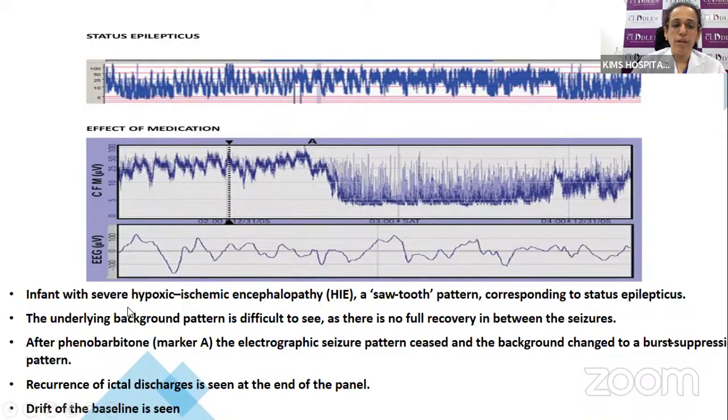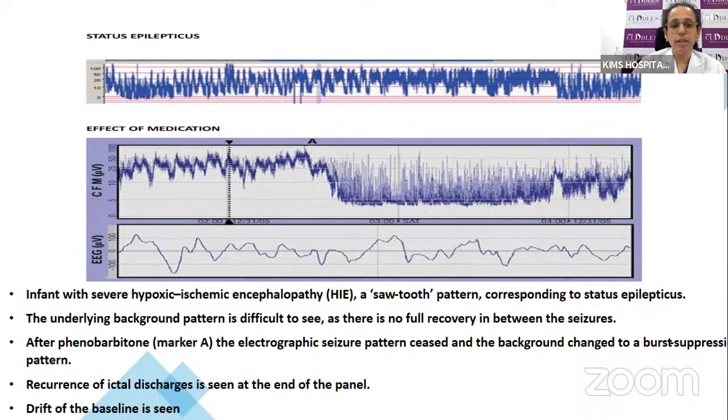This was an infant with severe hypoxic ischemic encephalopathy, depressed at birth, receiving extensive resuscitation after birth, and then seizure activity was noted, where you can see a continuous sawtooth pattern corresponding to status epilepticus. Here it is difficult to identify the background, whether it is continuous or discontinuous, as compared to the previous slide where there was only one seizure and a discontinuous background, because there is no full recovery between the two episodes of the seizures.